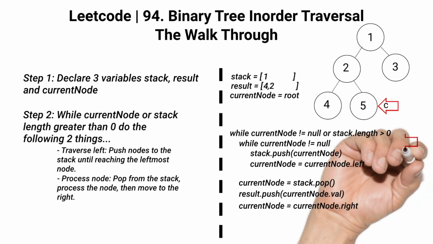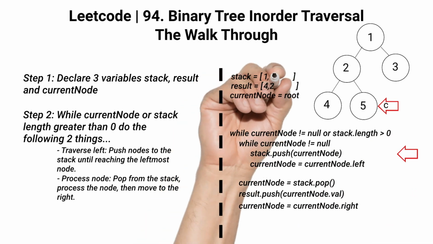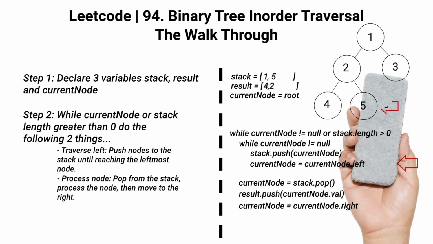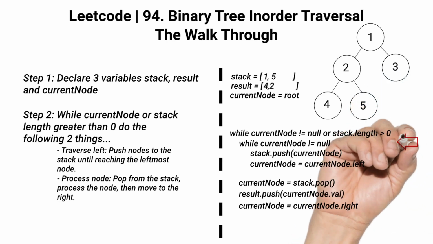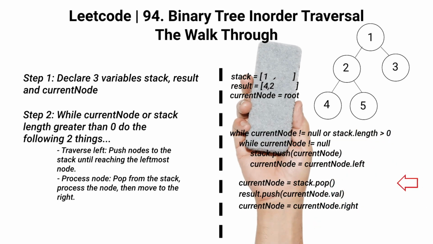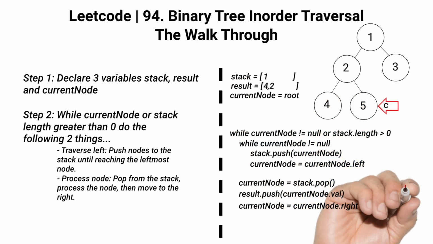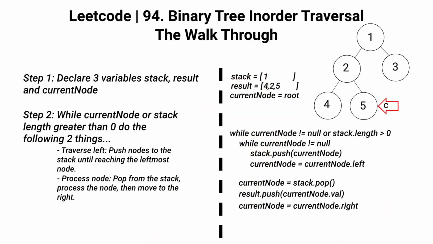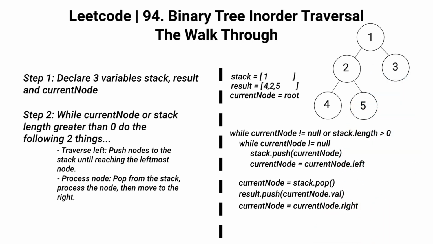Then we say while it's not null, then we want to push the 5 node to the stack, update the current node to the left node of the 5, which we can see is null. So we ignore what's in the while loop because it is equal to null, and then we set the current node equal to stack pop, which is the 5. We then push the 5 to the result. We update the current node equal to the right side of the node 5, which we can see is null.